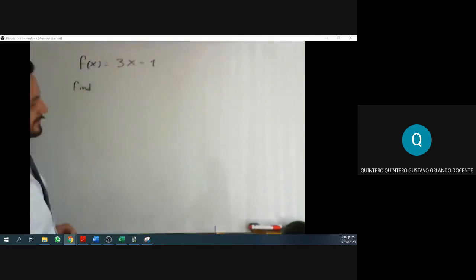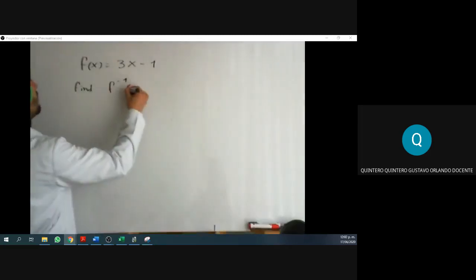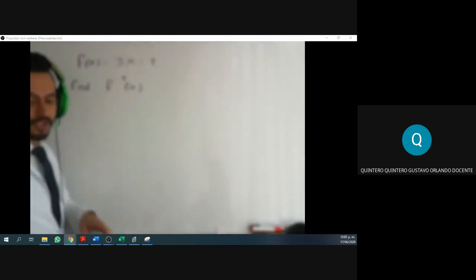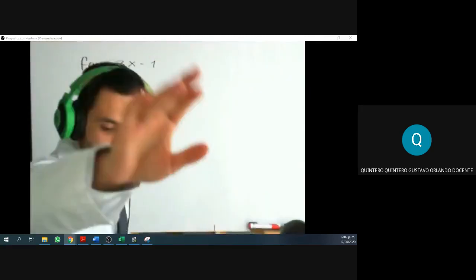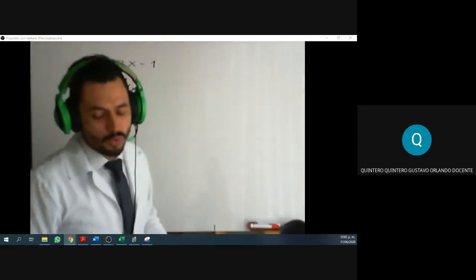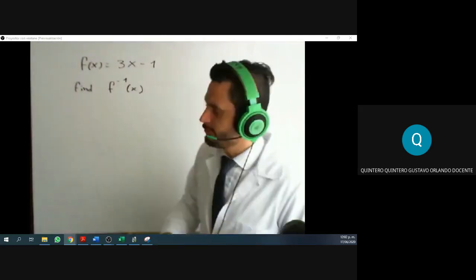All right. Okay, so we have to find this: f to the negative 1 of x. This is how you write an inverse, right? The negative 1 on top of the function means, focus camera, please. The negative 1 on top of the function means the inverse, right? So we are finding the inverse of the function. Now, how do you find it?